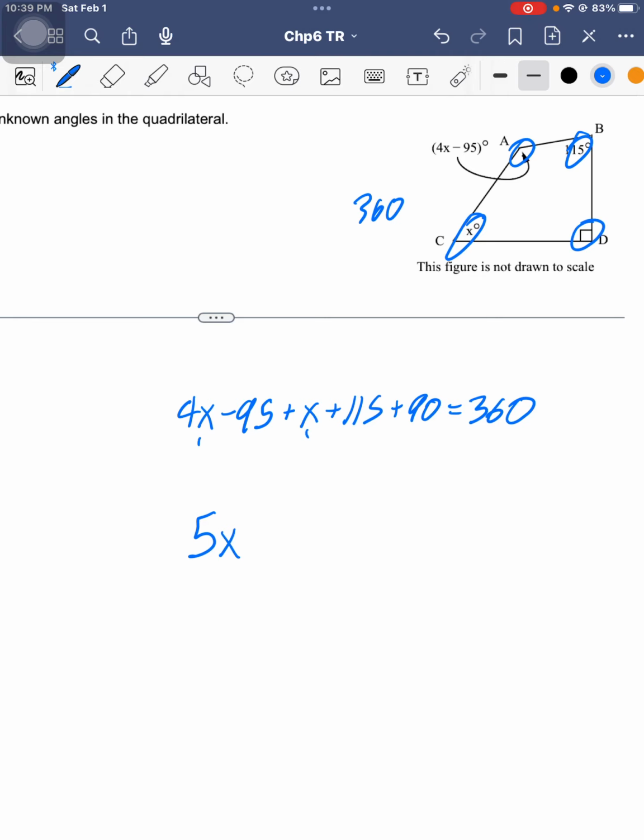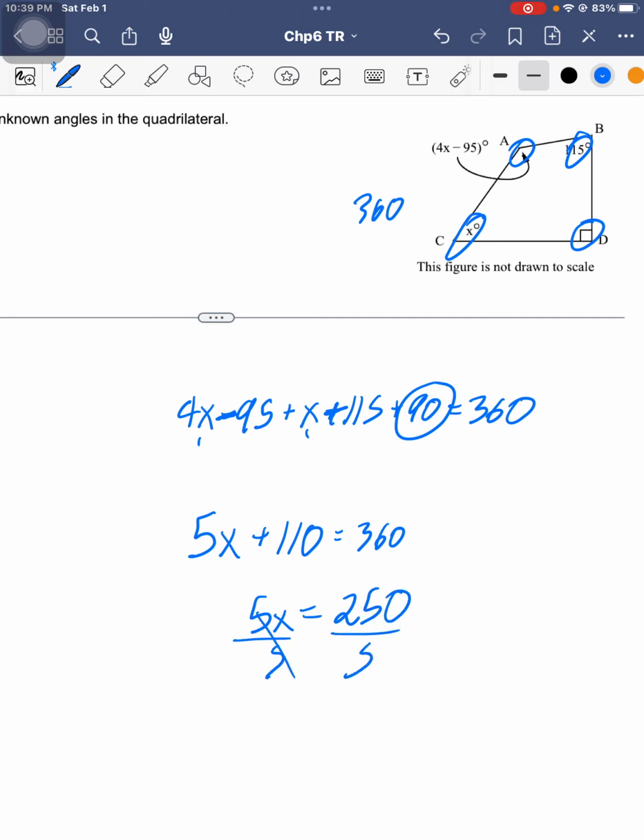Let's use the calculator. Oh wait, we don't even need to. Negative 95 plus 115 will give us 20. And then what's 20 plus 90? That's 110. Equals 360. 5x equals 250. And then 5 gives us x equals 52.